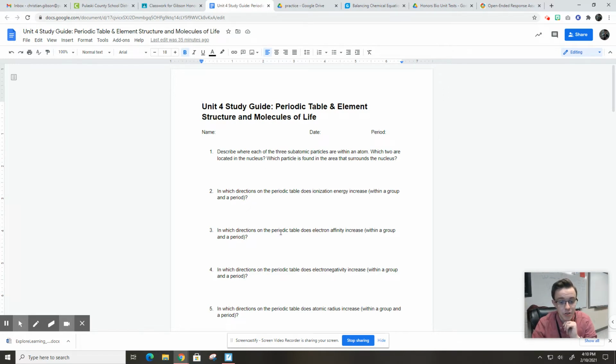All right. Number three, in which directions on the periodic table does electron affinity increase in a group and in a period? Well, electron affinity has the same trends as ionization energy, so it also increases up and to the right, with the only exception being the noble gases. The noble gases, that far right column starting with helium going all the way down, do not have electron affinity, okay? Because electron affinity is how much an atom wants to gain an electron, and noble gases are stable, so they don't ever want to gain an electron. But other than that, the trend is the same as ionization energy, up and to the right.